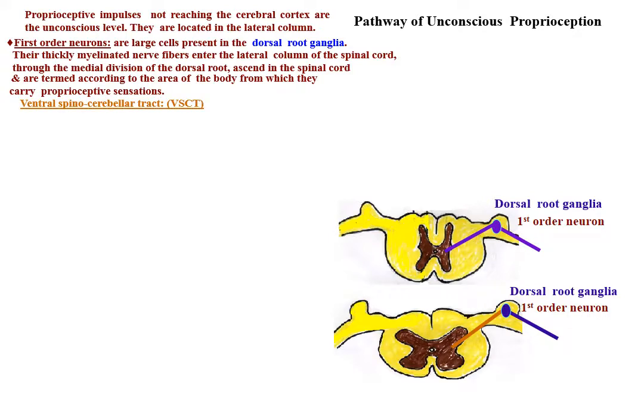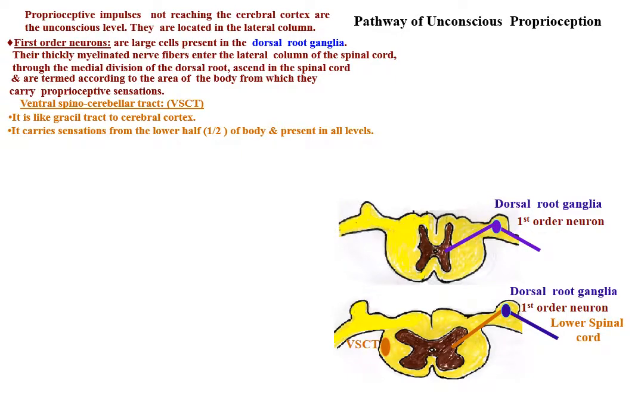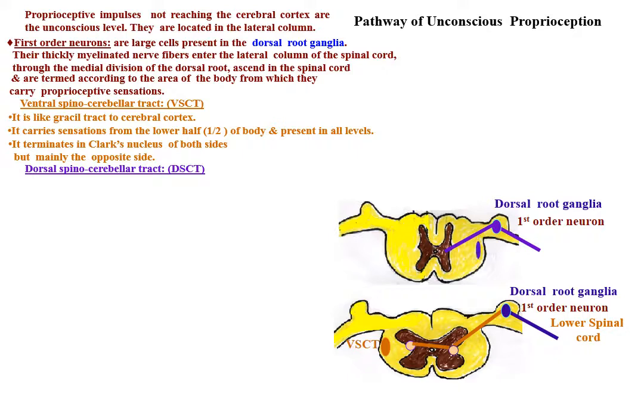It is like the gracile tract, carries sensations from the lower half of the body, and is present in all levels of the spinal cord. It enters the spinal cord and terminates in Clarke's nucleus of both sides, the same and the opposite side. Dorsal spinocerebellar tract is like the cuneate tract.